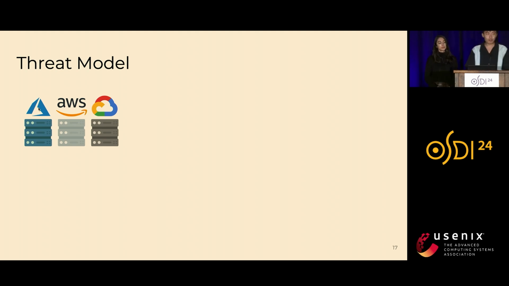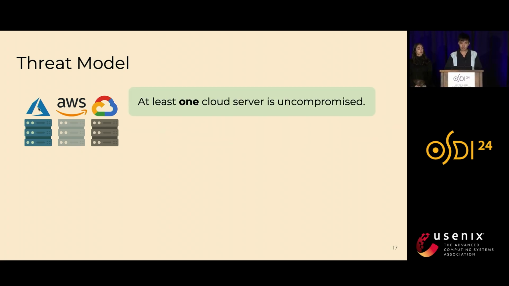All right. Before we dive into our system architecture, let us first take a look at our threat model to see who we can trust and who we cannot. We leverage multiple cloud providers as different trust domains, so we assume that at least one cloud provider server is uncompromised.